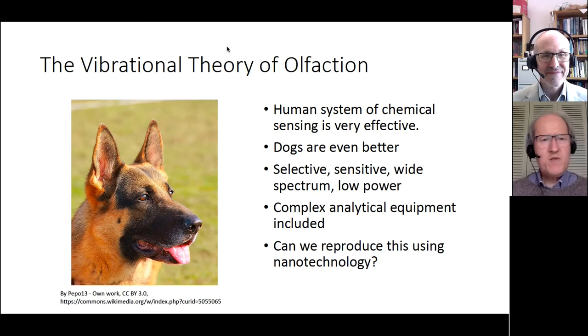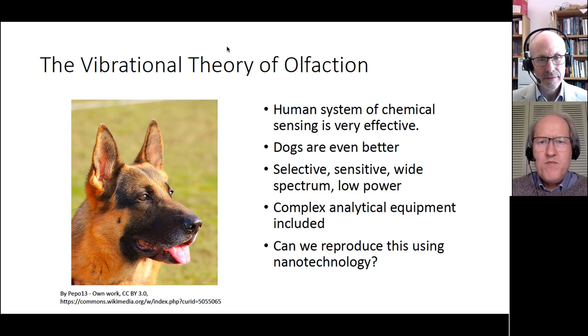Okay, so what's the starting point? Well, on the left clearly is a dog, and it's there for a very good reason. We associate with them a very good sense of smell. Now, we also have a good sense of smell. Dogs just happen to be even better.